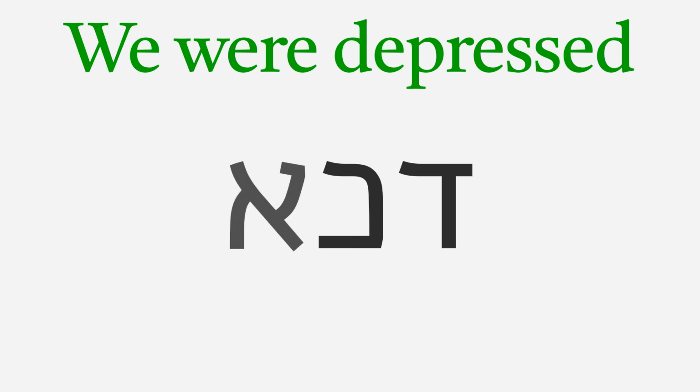Let's say we were depressed. The root this verb will be from is dalet kaf aleph. In the Piel, this root has a meaning of depressing, so in the Pual, it has a meaning of being depressed. This will be a past tense verb whose subject is we. The hu form of the Pual past tense is duka.